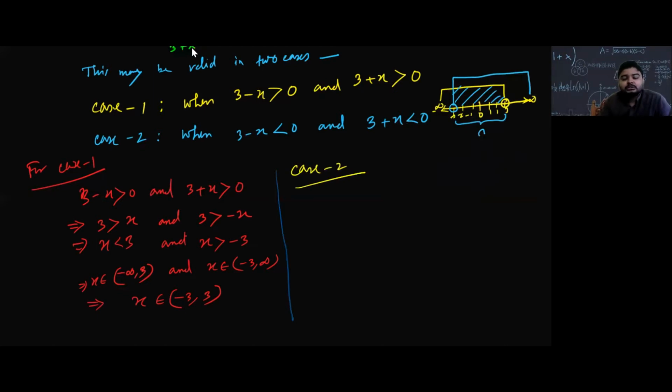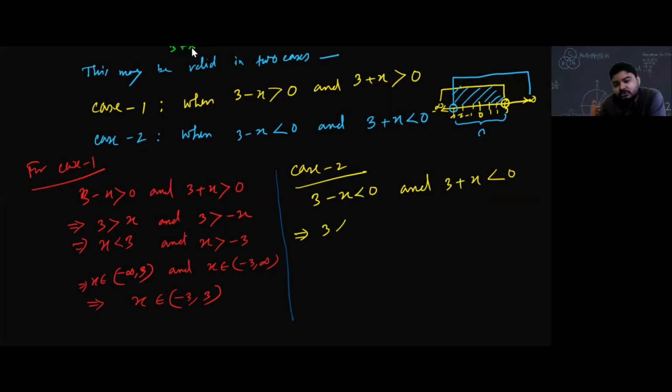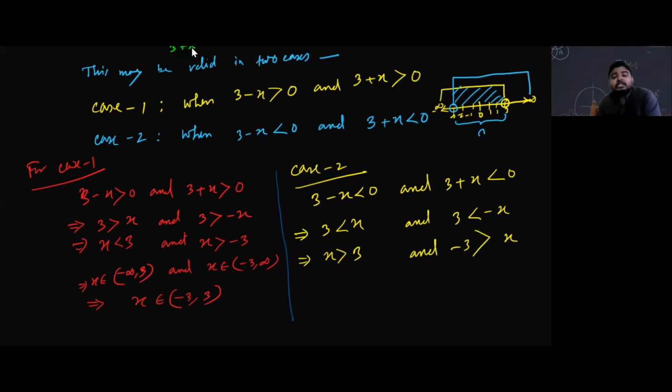Case 2. So in case 2, what we have written here, 3 minus x is less than 0, and 3 plus x is less than 0. So if I calculate, then it will be 3 is less than x, and 3 is less than minus x, or x is greater than 3, and if I multiply with the -1, then it will be -3, and it will be plus x, but the sign will be changed. I mean the less than will be greater than.